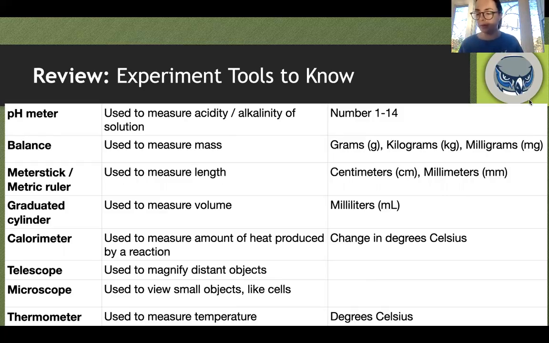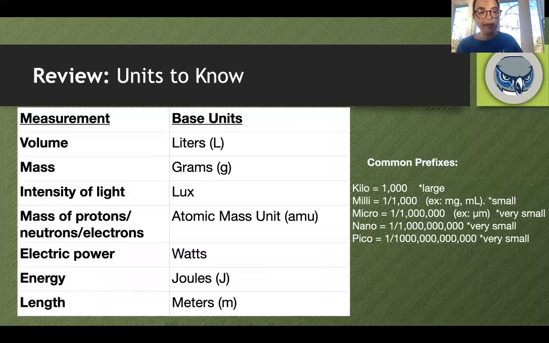It helps to know a little bit of background knowledge. And then these are some units to make sure that you're comfortable with. Know what volume, mass, light, atomic mass, power, energy, and length are typically measured in. Okay, so be familiar with these. Again, if you need to pause and kind of review in your head, that's a good idea.